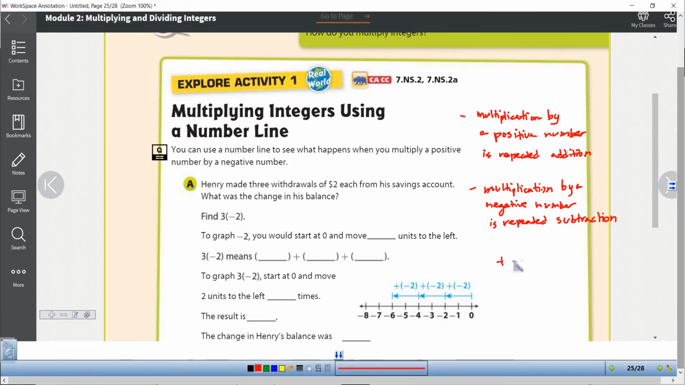A positive times a positive is a positive. That represents on a number line constantly going to the right. A positive times a negative is a negative, or a negative times a positive is a negative. Both of those represent moving to the left on a number line. Finally, a negative times a negative is a positive, and once again, we're moving to the right because we're repeatedly subtracting a negative. Remember, subtracting a negative is the same as adding a positive.